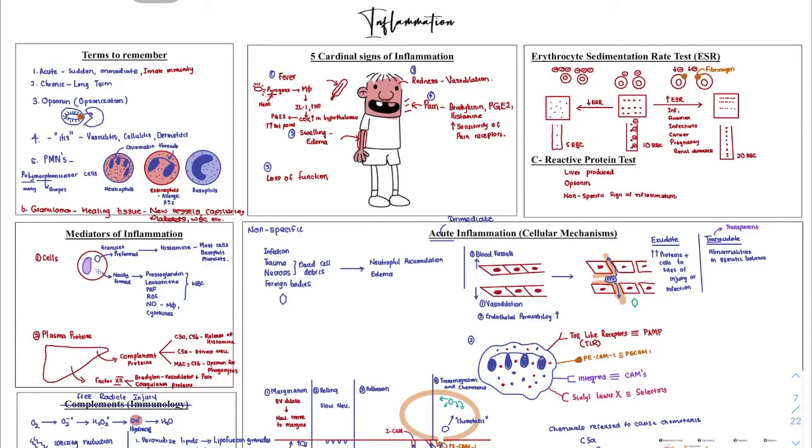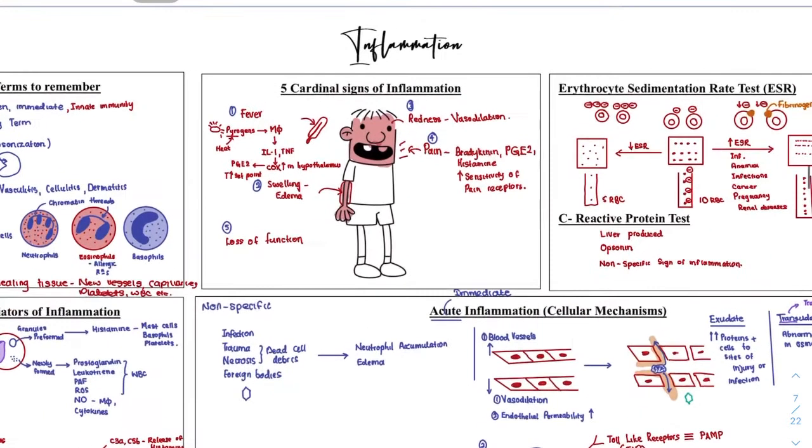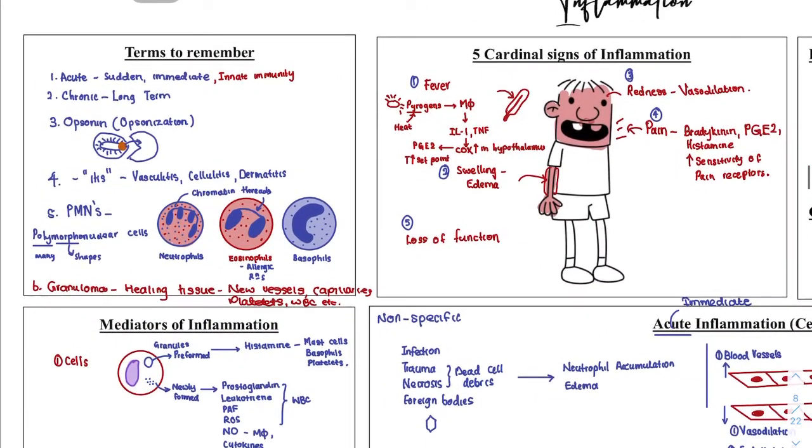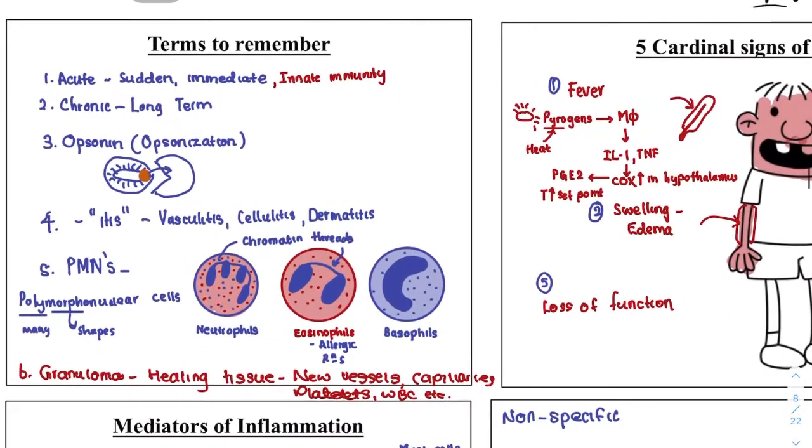So this is lesson 2, inflammation. What is inflammation? Simply put, it's our body's natural defense mechanism. This is the way in which our body fights off any infection, any foreign body, anything that causes damage to our internal tissues and cells.